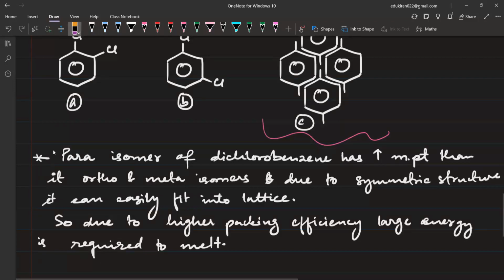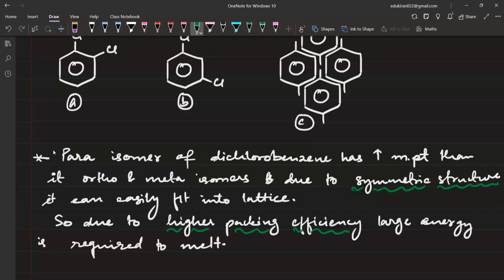ठीक है, अब ध्यान दीजिएगा जरा. The words that are heavily important here are, first of all, the symmetric structure, है ना? Due to higher packing efficiency. ठीक है, so these words are very important. मतलब सबसे ज्यादा important is, particularly if they are asking the question that they usually give: why is the melting point of p-dichlorobenzene higher than its ortho and meta isomers? You just answer due to symmetric structure.